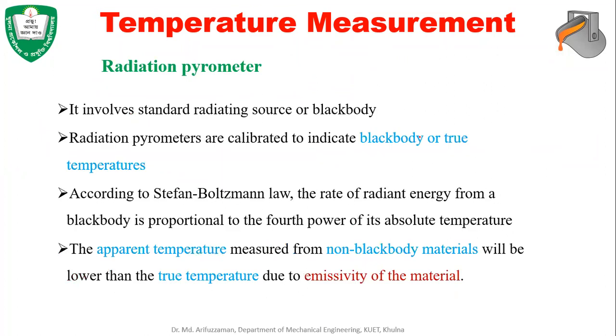The next one is the radiation pyrometer. We use radiation; the change of radiation is the changing medium here. Using the change of radiation, we can measure the temperature of a body. It involves a radiating source or black body. Radiation pyrometers are calibrated to indicate black body or true temperature. Actually, they indicate the black body temperature, which is not the exact temperature of that body, because no pure black body exists.